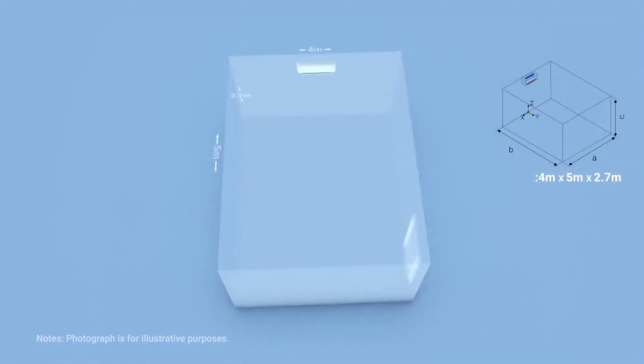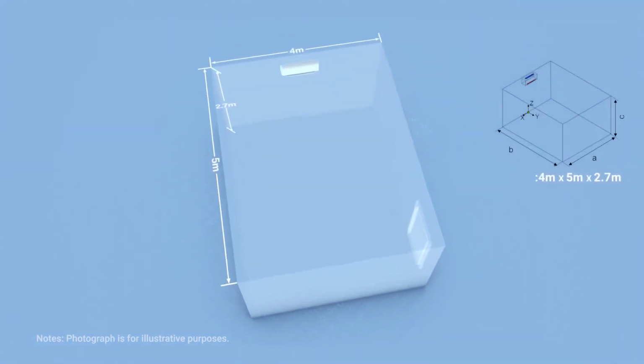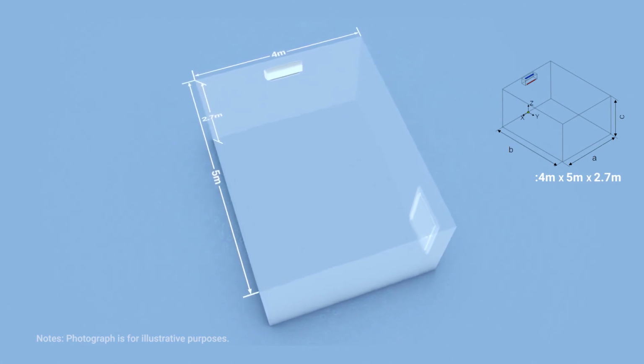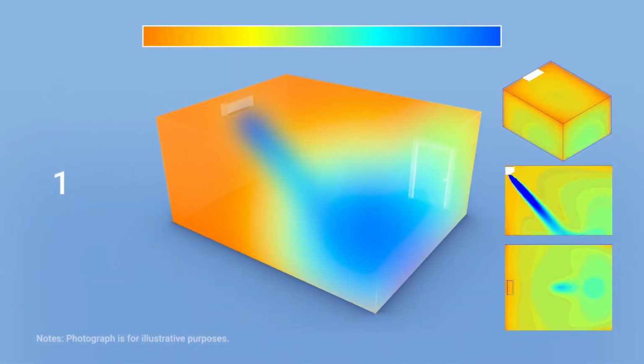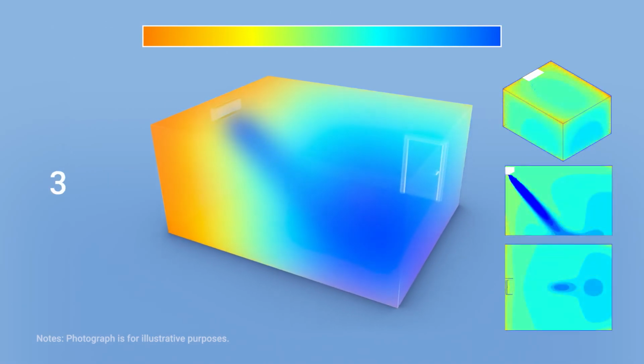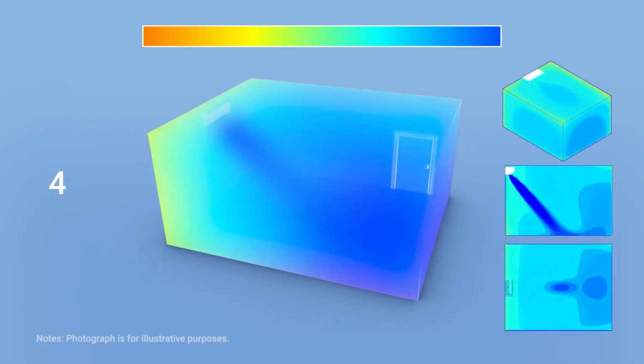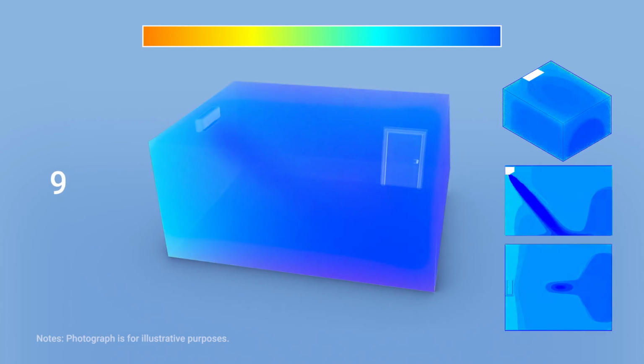Can one air conditioner with nanoe fill a room? This simulation shows the results for a 54 cubic meter room of 4 meters by 5 meters by 2.7 meters. The bluer the color, the more effective the nanoe. It takes about 30 minutes to fill the room with nanoe.